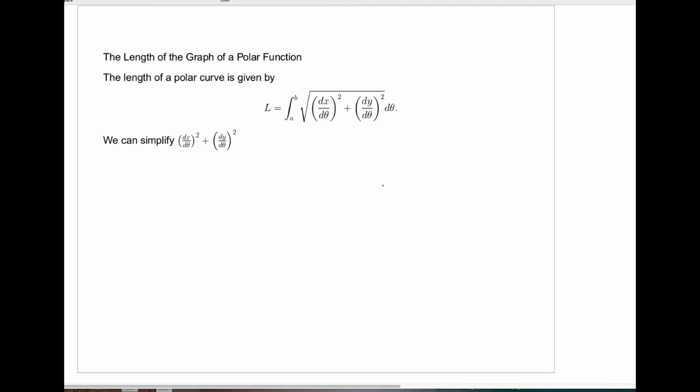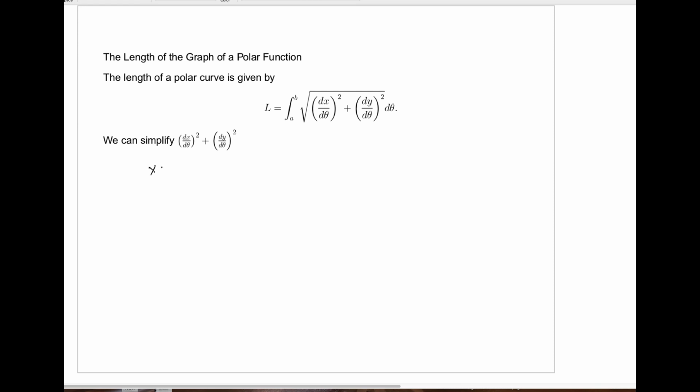Now, how do we find the length of a curve when we have a parametric representation? Well, the length is just the integral from alpha to beta of the square root of dx d theta squared plus dy d theta squared with respect to theta. We can just use the formulas we had before and plug them in here, but it'll be much easier if we first simplify this formula that's under the square root sign. So how do we simplify that?